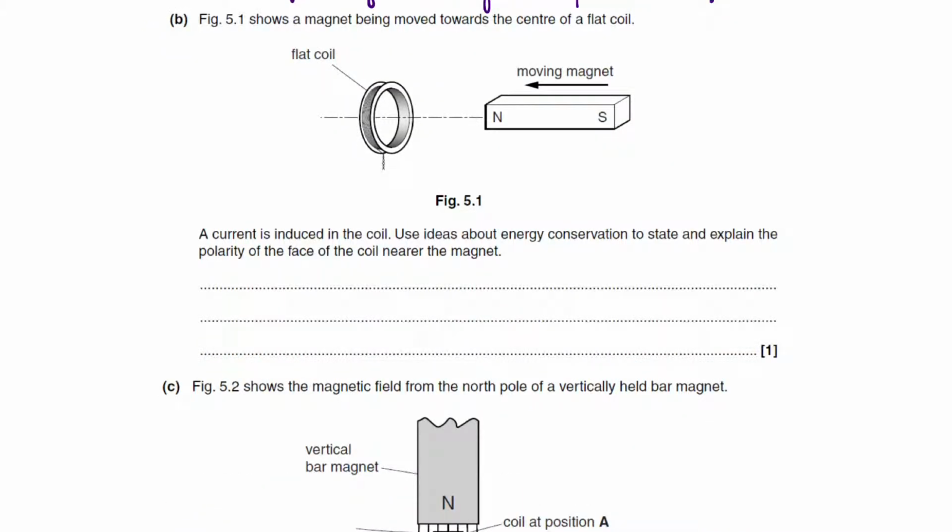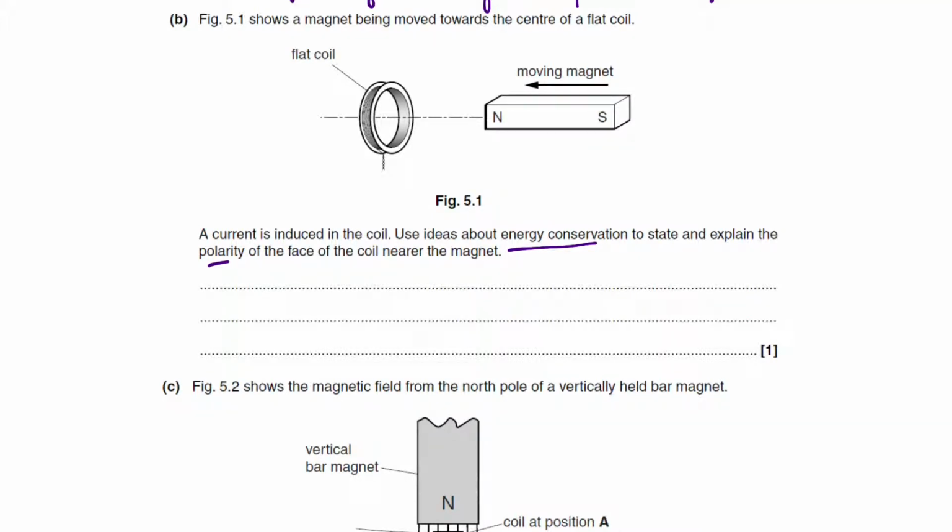Figure 5.1 shows a magnet being moved towards the centre of a flat coil. A current is induced in the coil. Use ideas about energy conservation to state and explain the polarity of the face of the coil nearer the magnet.